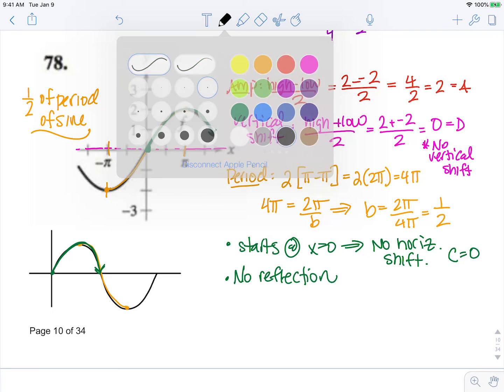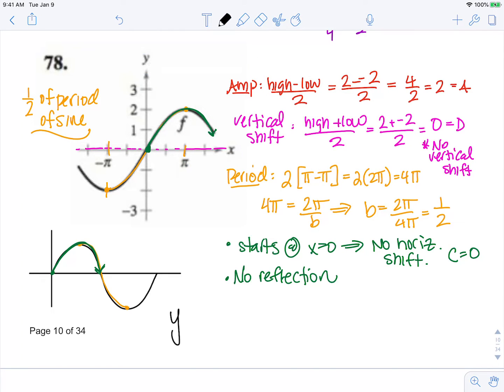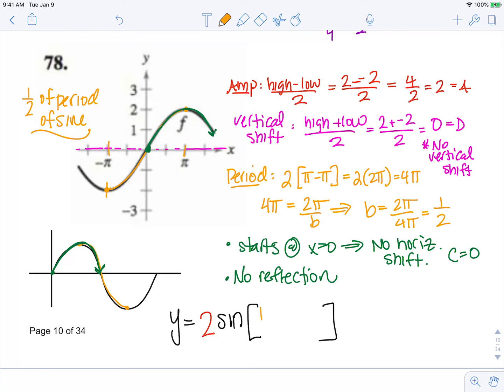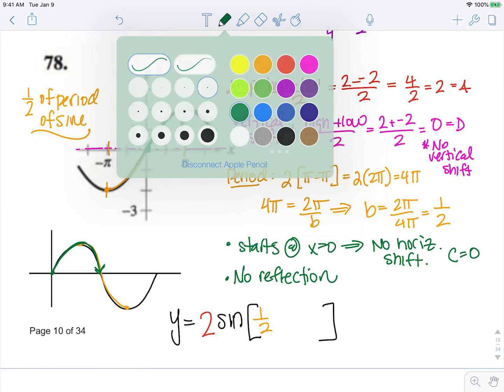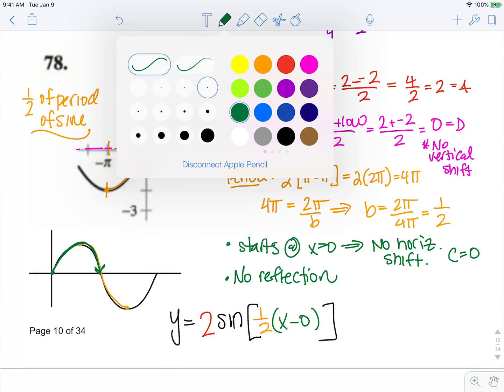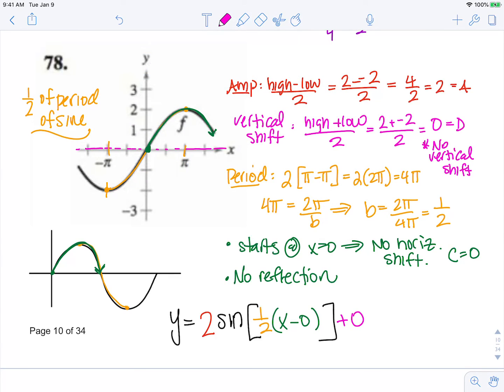So that means we can write our sine curve, y equals sine of, well, we know our A is 2, and we know our B is 1/2. And then you can think of this as being x minus 0 plus 0, but really those zeros you don't need to write. So this is the same as y equals 2 sine of 1/2 x.